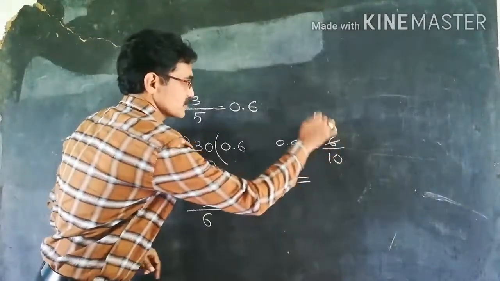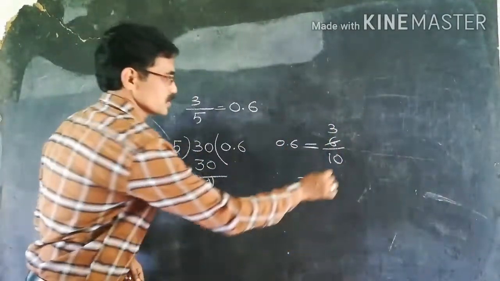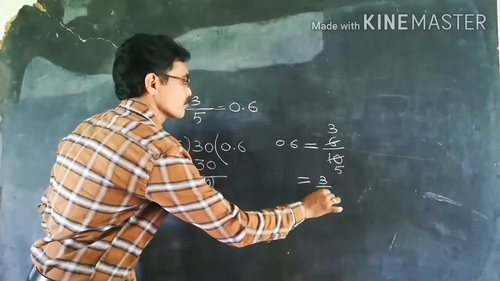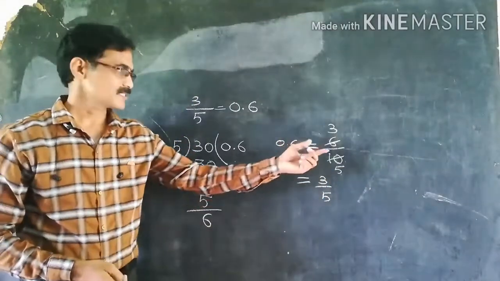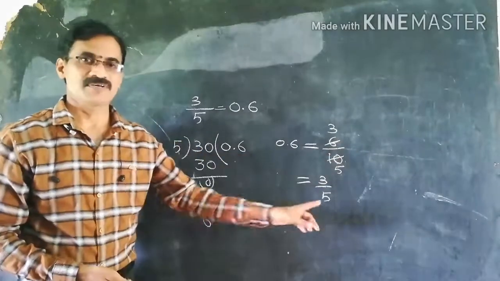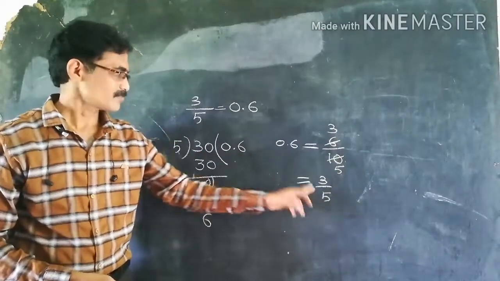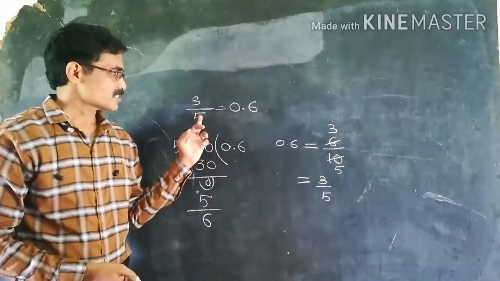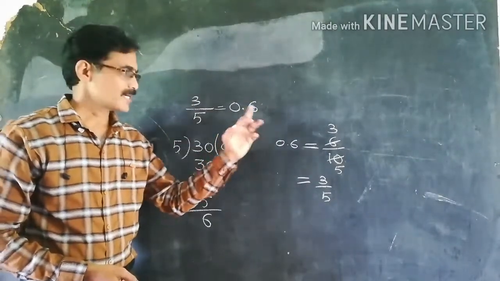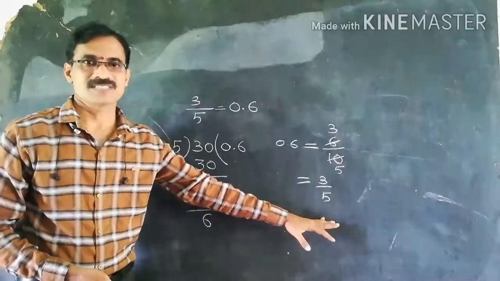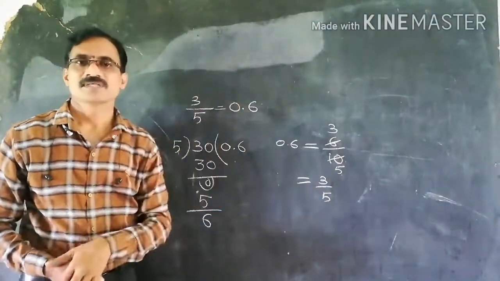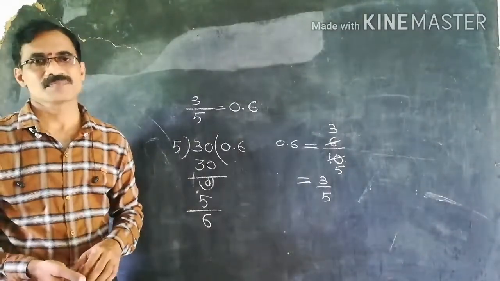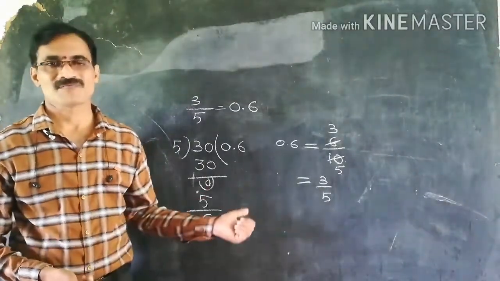It is divisible by 2. 2 threes are 6 and 2 fives are 10. So the simplest form of 6 by 10 is 3 by 5. See here we have got 3 by 5 again. So rational number to decimal form and decimal form to rational numbers. In this way you have to represent the decimals in rational number form and rational numbers in decimal form.